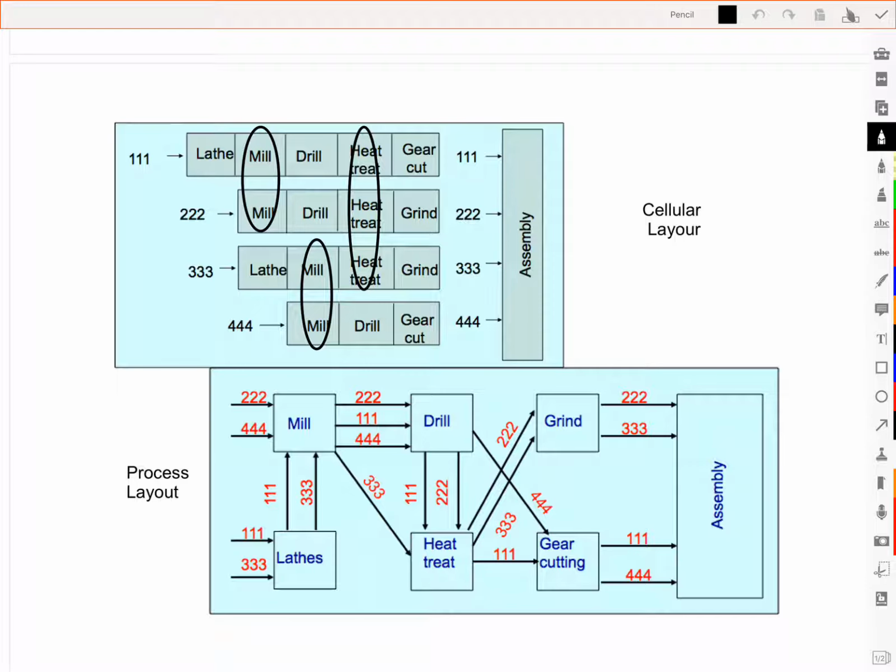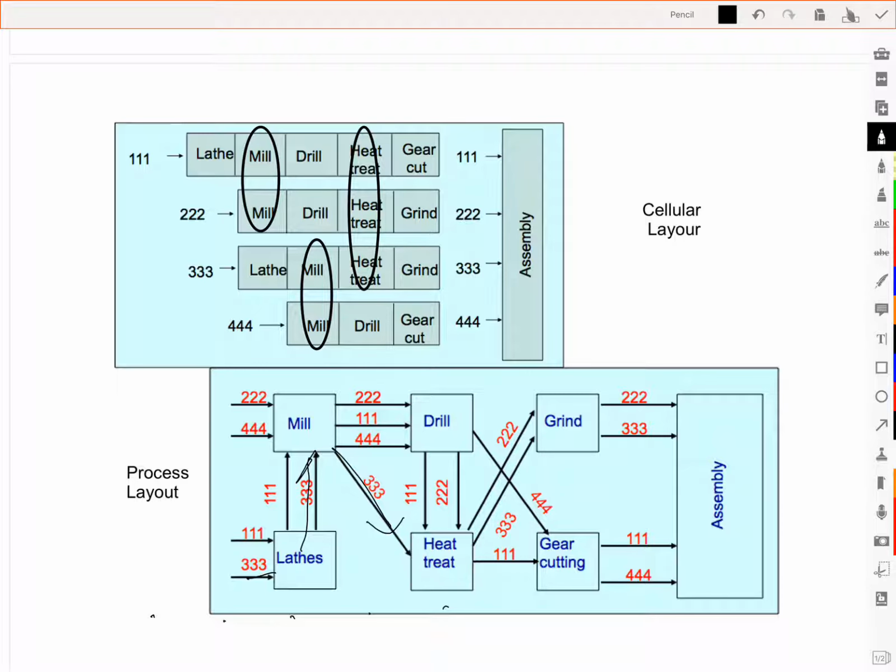And so whatever we're making, so these are different products, 111, 333, 444. Some of the things that we're making require us to mill and drill and heat treat and grind and so on. So we're simply moving the work in process depending on what needs to be done to that particular product. So we're moving the inventory to each location where it needs to be done and then moving it again to the next step in the process. In a product layout, we would have lathe, mill, drill, heat treat, all in a line.